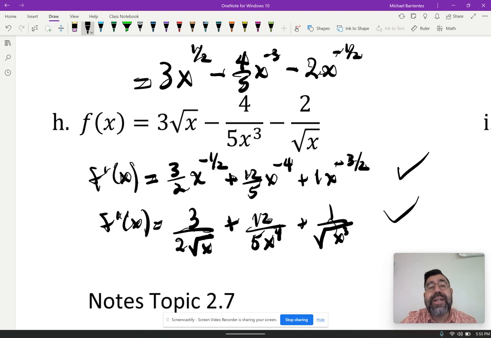We're just doing more practice with the power rule, but now we're folding in some derivatives of sine x, cosine x, e to the x, and natural log of x.